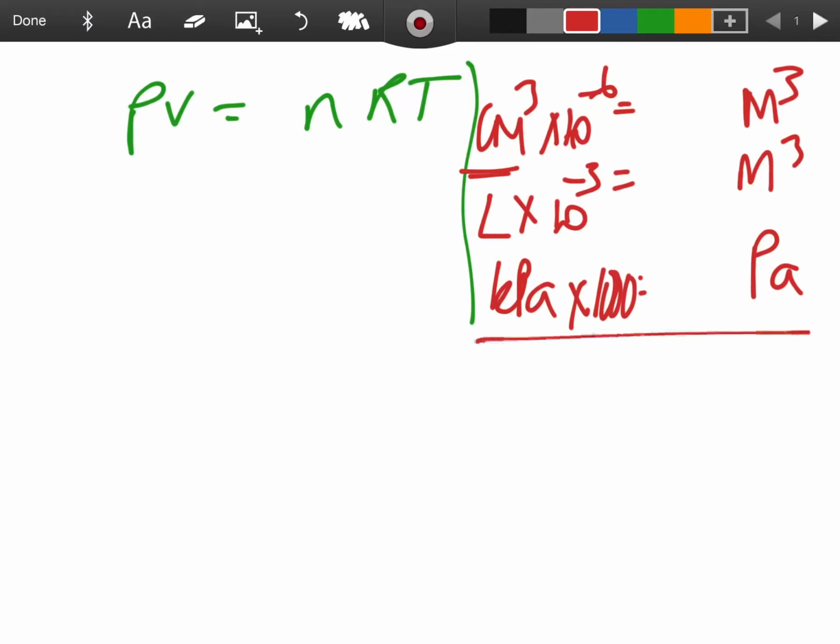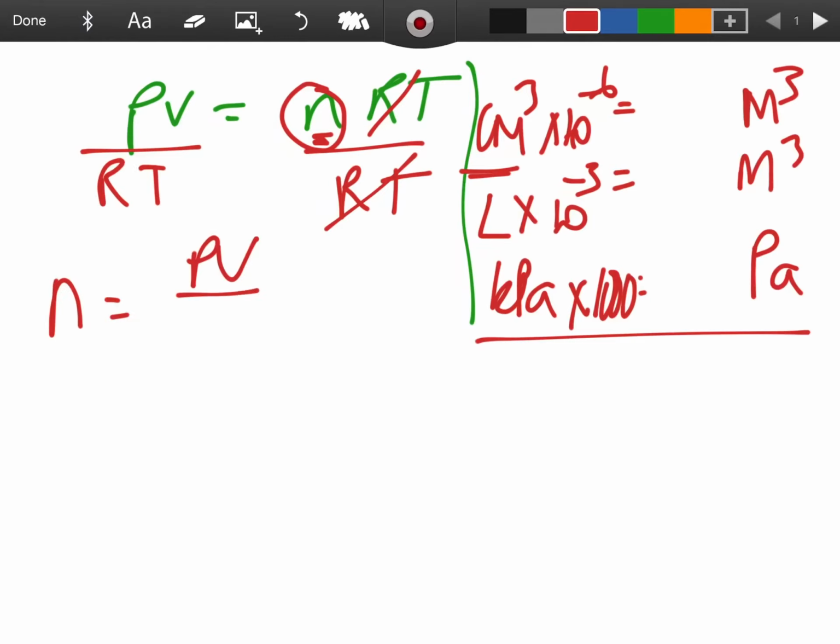Now, in this question here, you're asked to calculate the Mr. You're not told what the gas is, so your unknown is n. So the first thing is to manipulate the formula to get n on its own. Now, if you need n on its own, you need to divide by RT to cancel that. So you'll also divide the other side of the equation by RT. So n equals PV all over RT. So we'll fill it in next.